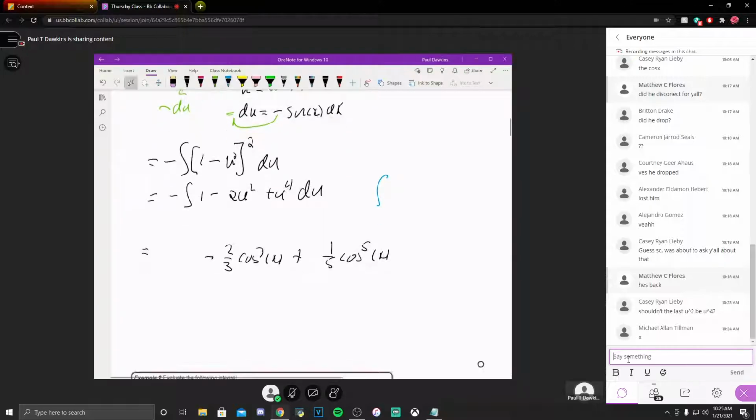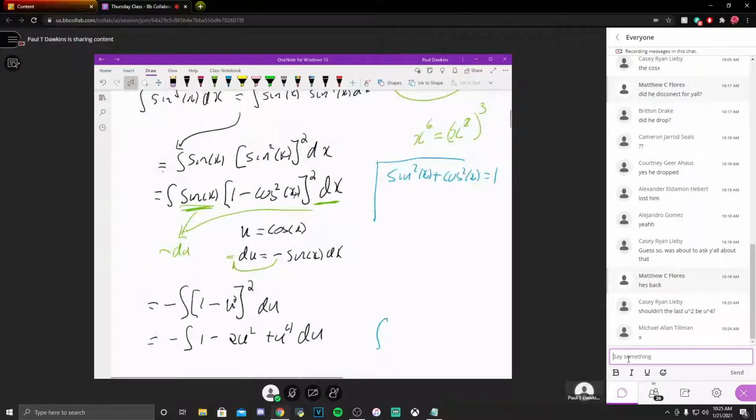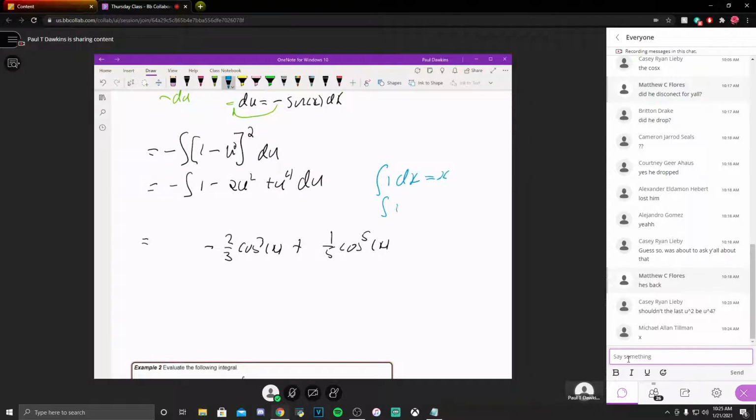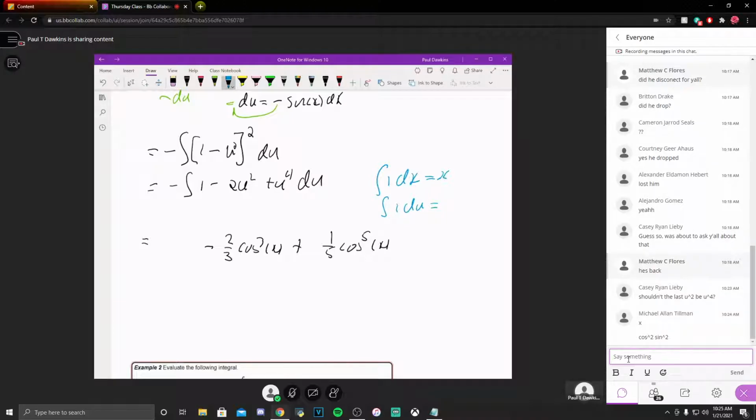Integral of 1 dx, I'll give you any day of the week that's x, right? But I'm not doing integral of 1 dx. What am I doing? I'm doing integral of 1 du. So let's try again. It's not x. It's u. Remember that.